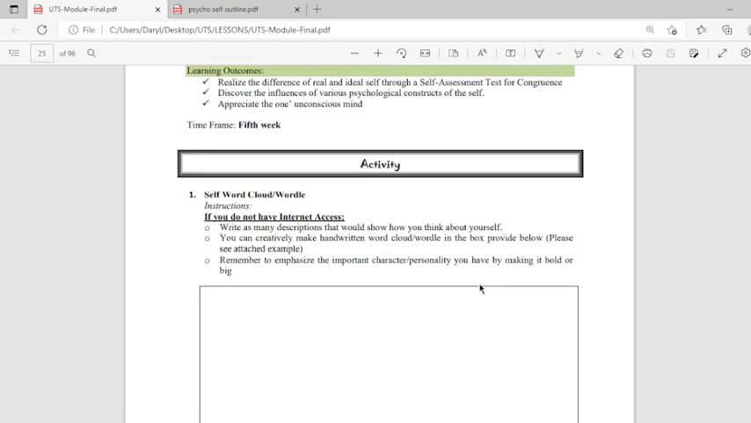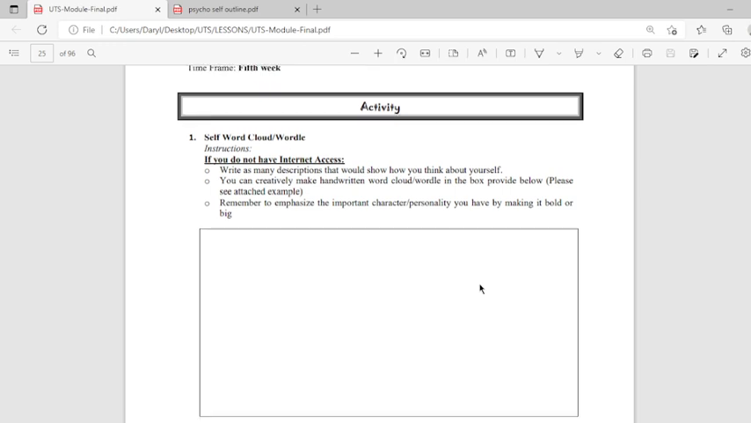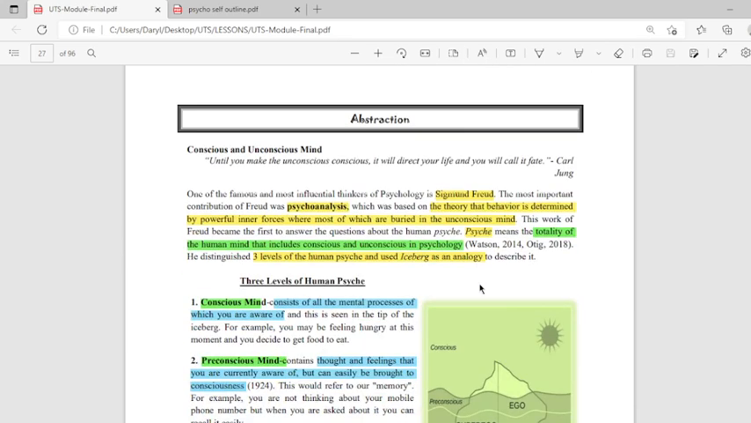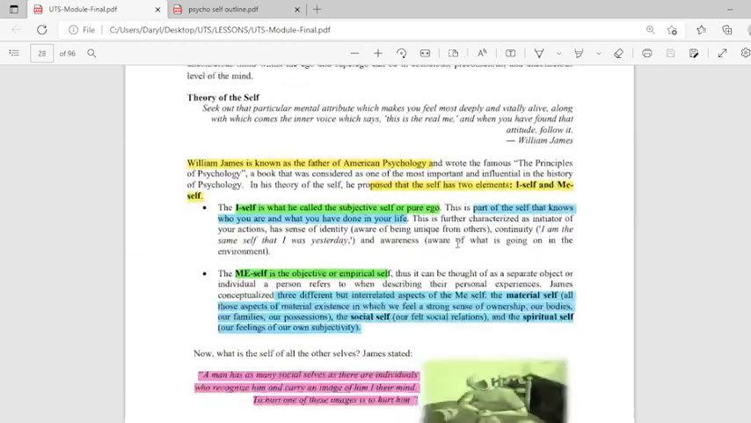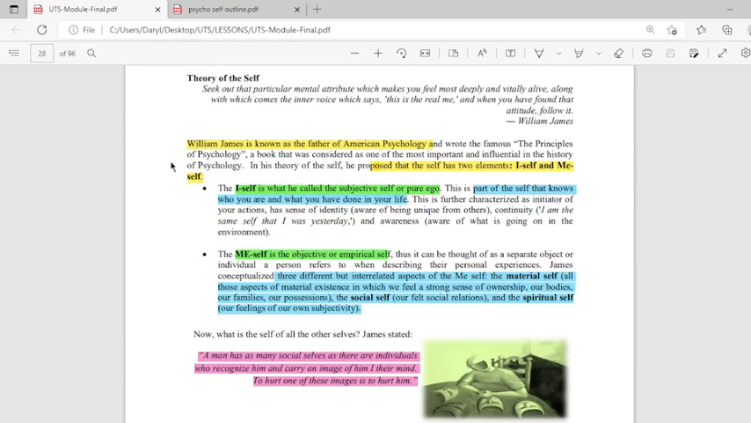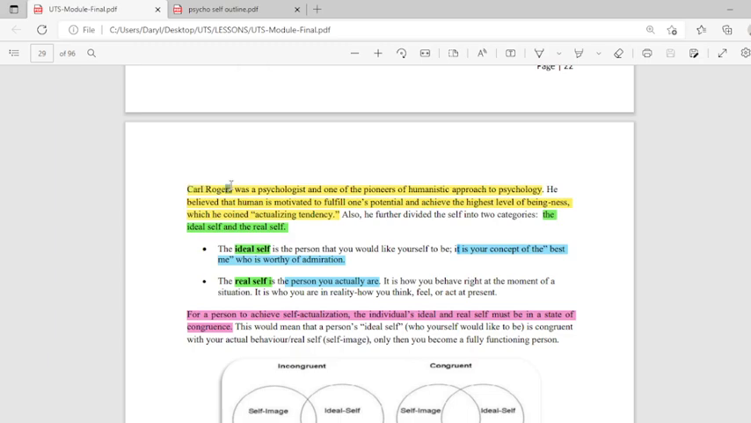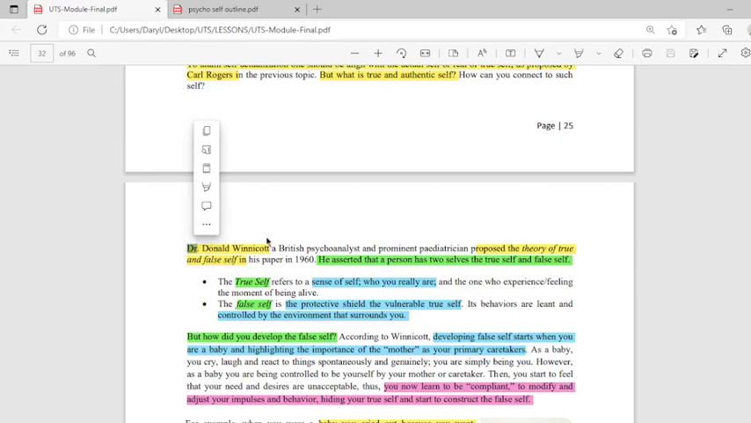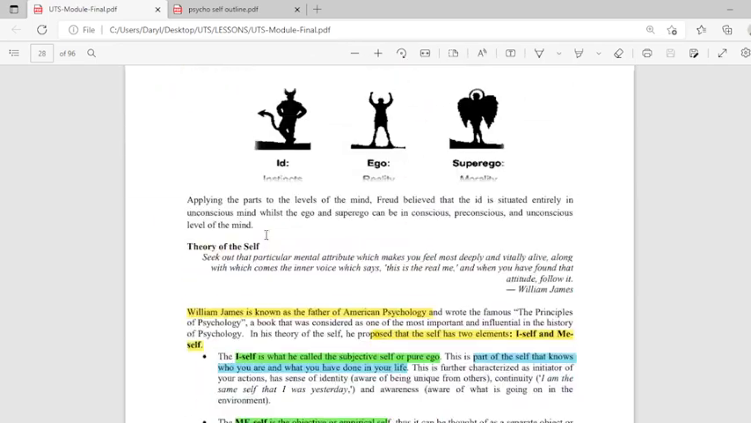Okay? So now we will be talking about the self in the perspective of psychology. In the three previous lessons, we talked about first philosophy, followed by the sociological perspective, and third is the anthropological, wherein we talked about the impact of culture in our self. For today, we will have four psychological theories. First will be from Sigmund Freud, followed by William James. Third is from Carl Rogers. And lastly is from Dr. Donald Winnicott.